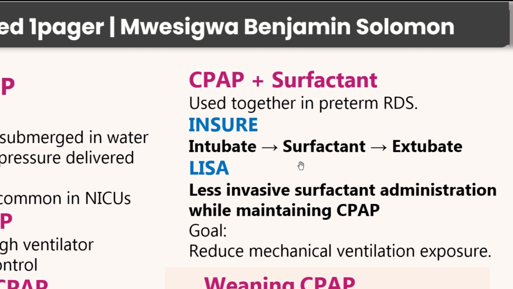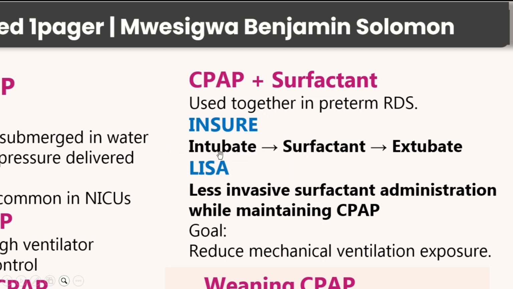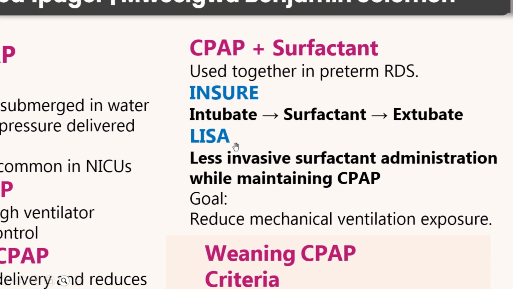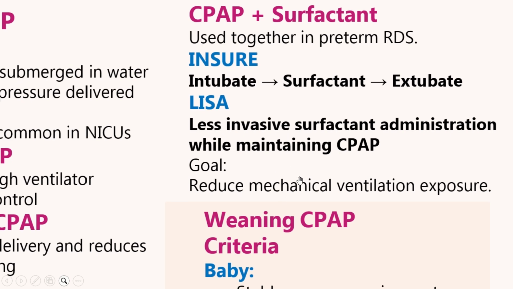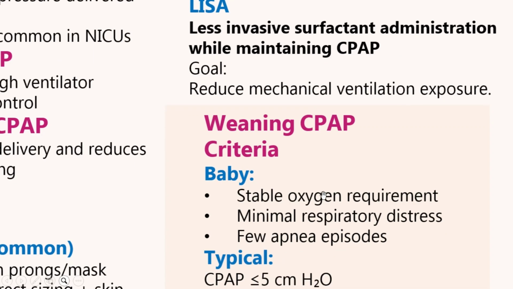And we have two protocols that are very important for you to know. We have the INSURE and then we have the LISA. The INSURE is simply you intubate that patient. After intubating, you go ahead and give them surfactant and then you extubate them and put them on CPAP. The LISA, there is no intubation. It is less invasive, so you don't intubate, but you give the surfactant while maintaining the CPAP. And the goal is to reduce mechanical ventilation exposure because, again, it's invasive and there are very many risks, including ventilator-associated pneumonia and things like that.